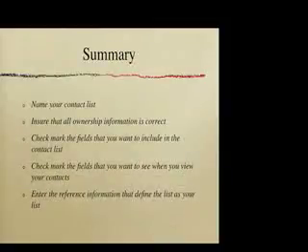So let's go through this as a summary. Name your contact list with a name that you're going to be familiar with down the road. Ensure that all ownership information is correct. Check mark the fields that you want to include in the contact list. Then the second box is check the fields that you'll be wanting to see when you look and view your contact list elements. And then enter the reference information that defines the list as yours at the very bottom, company name and things of this nature.